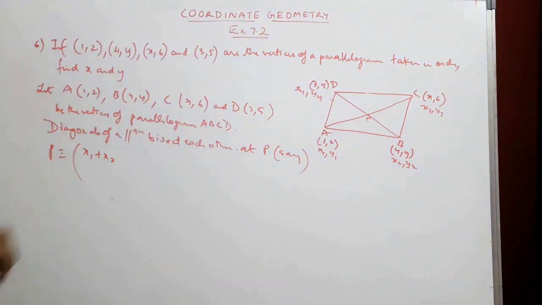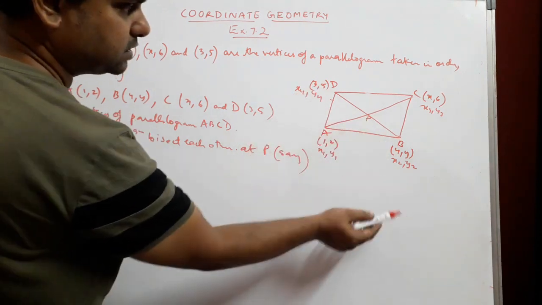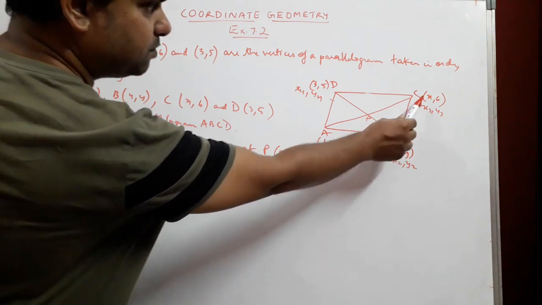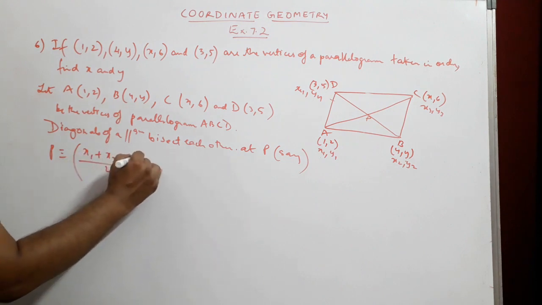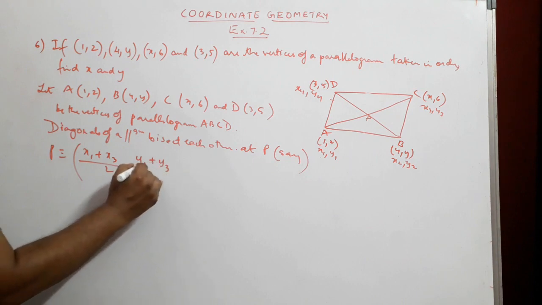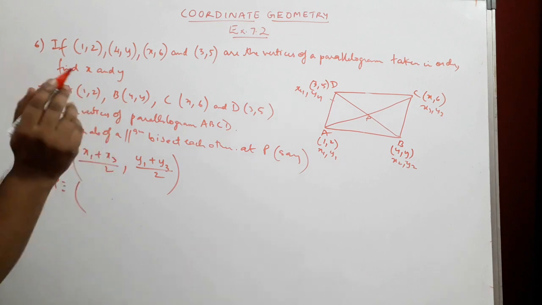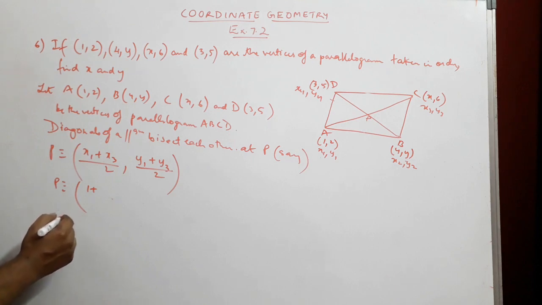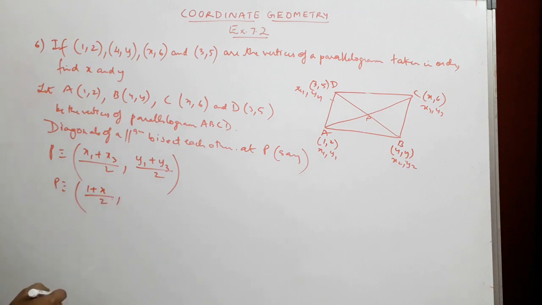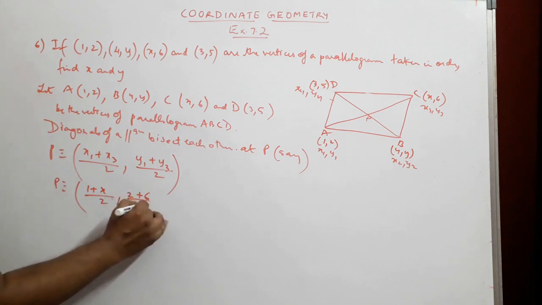So it won't be x1 plus x2 in this case, because that doesn't form a diagonal line segment. We are talking about the diagonals. So it will be (x1 plus x3) upon 2, (y1 plus y3) upon 2. Now we write this down. What is x1? x1 is 1, plus x3 is x, upon 2, and y1 is 2, plus y3 is 6, upon 2.